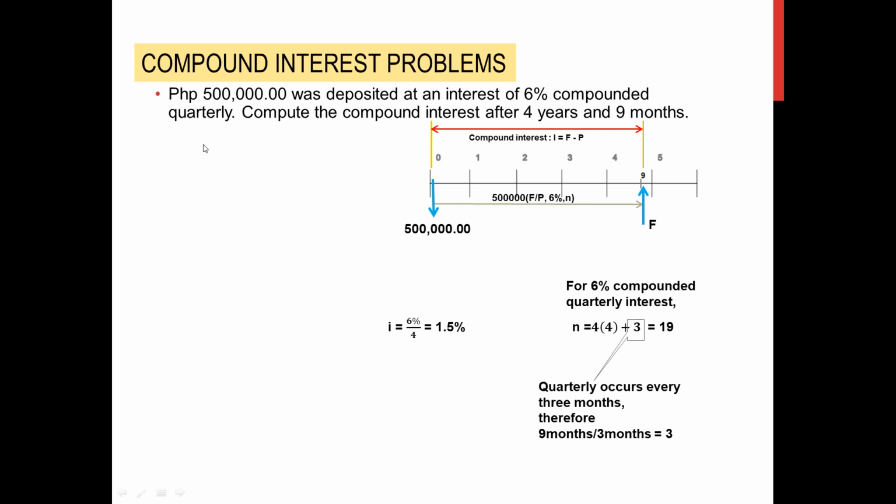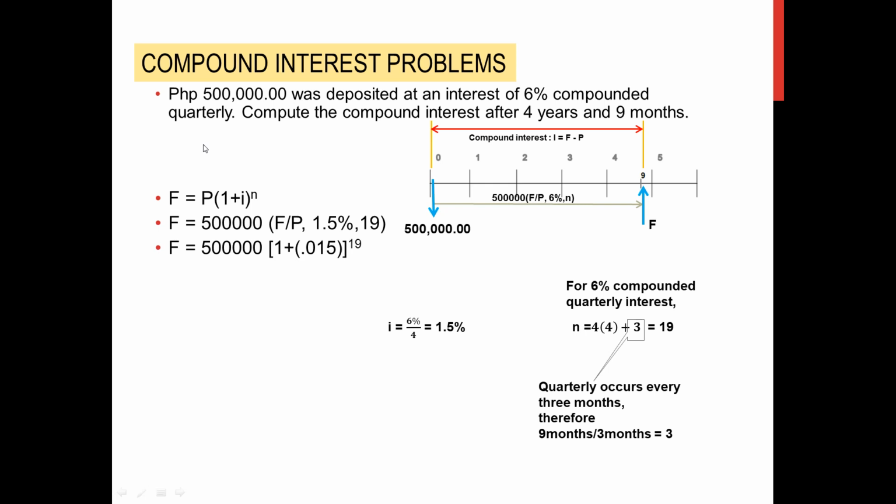And then don't forget also to divide your nominal rate of interest, 6%, by 4 because it is occurring 4 times a year. So 6 over 4 is 1.5. So 6% over 4 is equal to 1.5% for our I. So we'll just put that into the formula to solve for the future. So we denote that 1 plus I raised to N is finding F given P at 1.5% at 19.